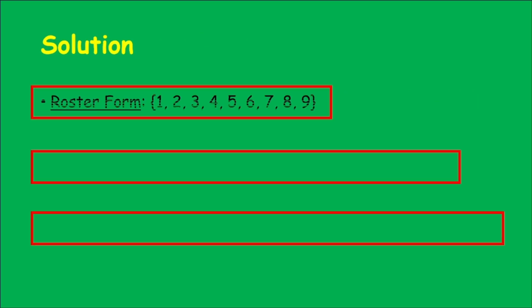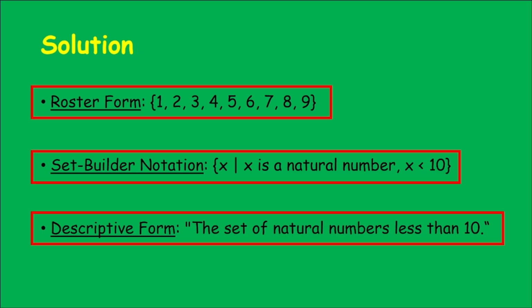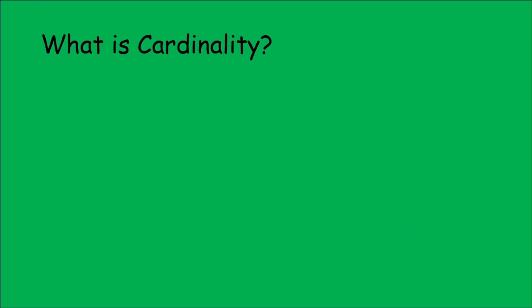First of all, in roster form, we write all the elements from 1 till 9. In the set builder notation, it is the set of elements X, such that X is a natural number, so we don't have negative numbers, where X is less than 10. And thirdly, in descriptive form, this is the set of natural numbers less than 10. So moving on to the concept of cardinality.